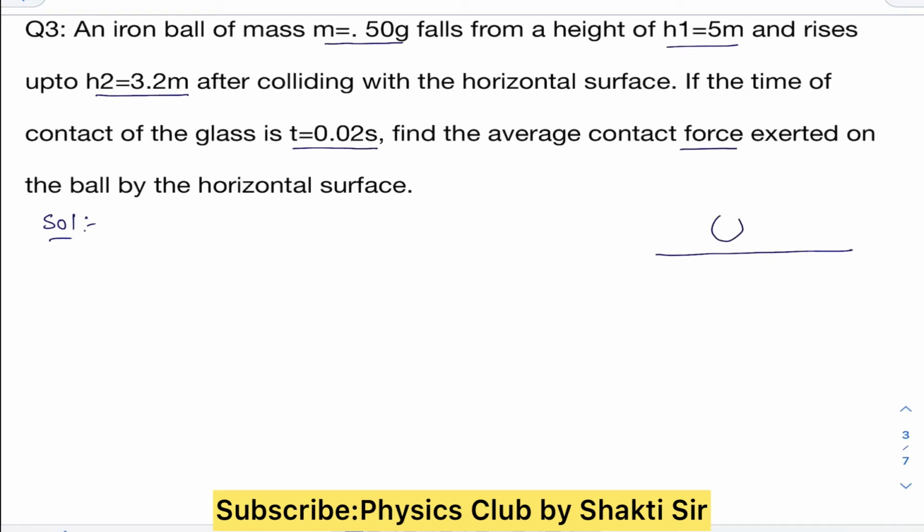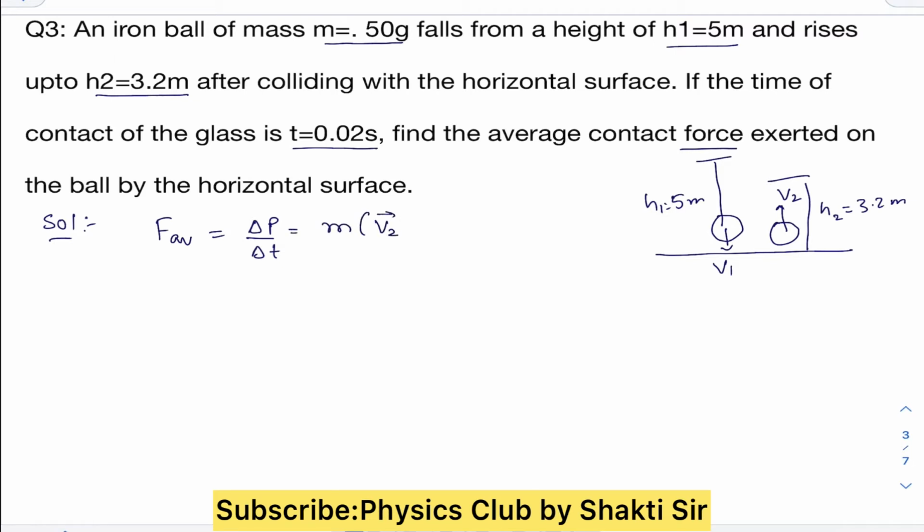It says the ball is coming down initially, and after colliding with the horizontal surface it's moving upward. So initially it comes from a height of h1 equals to 5 meter, and goes up to a height of h2 equals to 3.2 meter. So the initial direction is downward, and the final velocity, we say this is v1 and this is v2. So v1 is negative and v2 is positive, so upward direction is taken as positive and downward direction is taken as negative. Let's see how we can solve this. The average force is nothing but the change in linear momentum divided by the time taken, and the change in momentum can be written as m times final velocity minus initial velocity, divided by time taken.